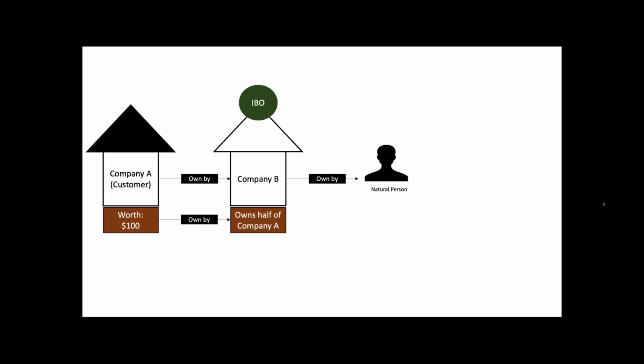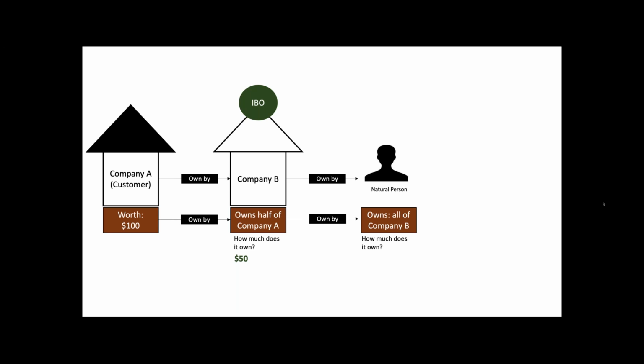Now, if company A is worth $100, like we already know, and company B owns half of company A, how much does company B own? $50. Absolutely. Now, if a natural person owns all of company B, how much does he own? $150. 150, did you say? No, $50. Remember, the entity is worth $100. You can't own more than what the entity is worth.